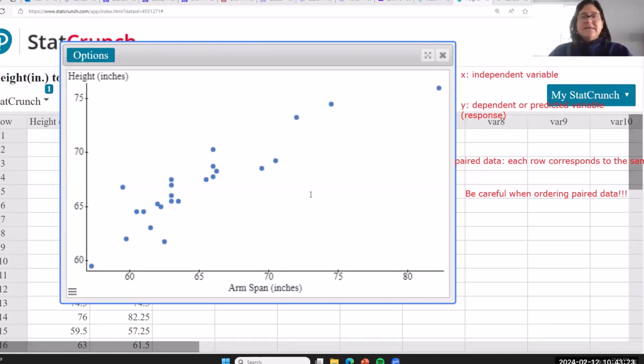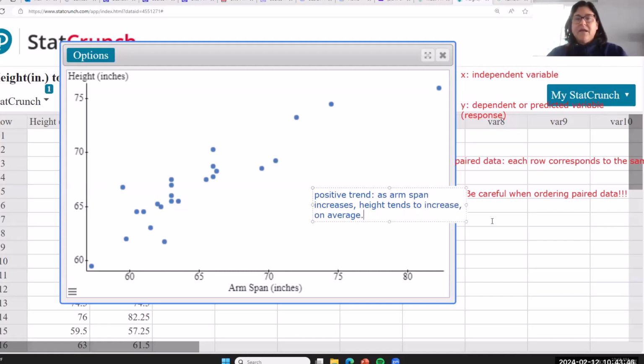And what that means is we see a positive trend. And that's telling us as arm span increases, what happens? The height, again, tends to increase. And I'm going to put that phrase on average. Doesn't always happen. Some people had something a little different happen, but the height tends to increase on average.